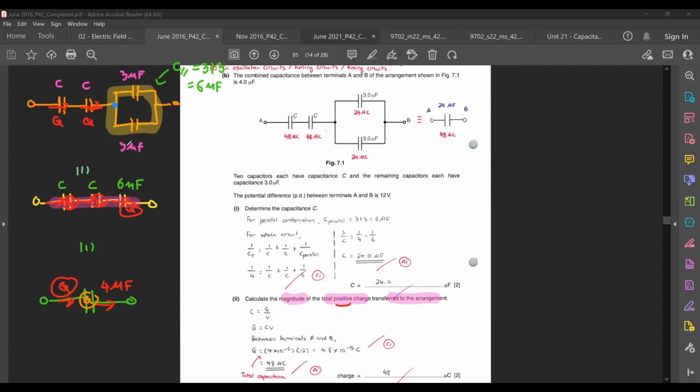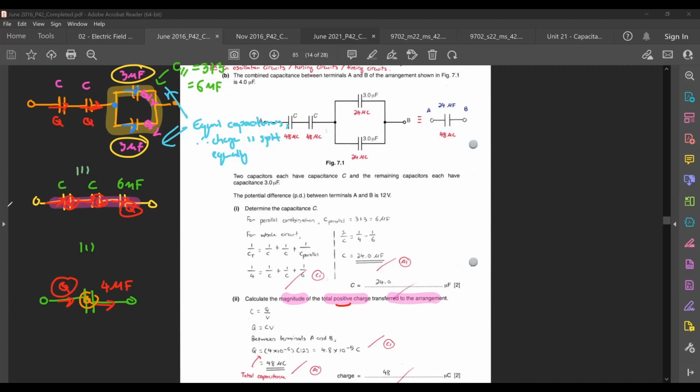Another thing you can notice here is that because they are equal capacitances, your charge will be split equally. So this one here, let me just try and write it out for you. This one is equal capacitances. This one is equal capacitances. Therefore, charge is split equally. So here, your charge stored will actually be Q over 2. This one will be Q over 2. This one will be Q over 2.